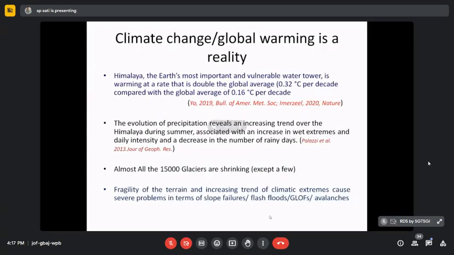The evolution of the precipitation reveals an increasing trend over the Himalaya during summer.